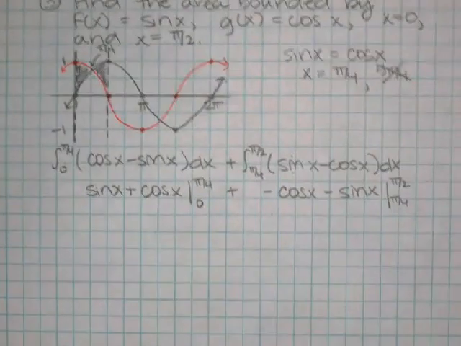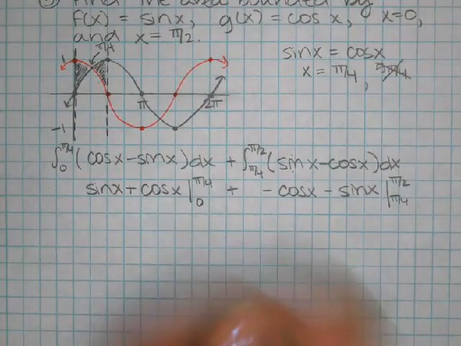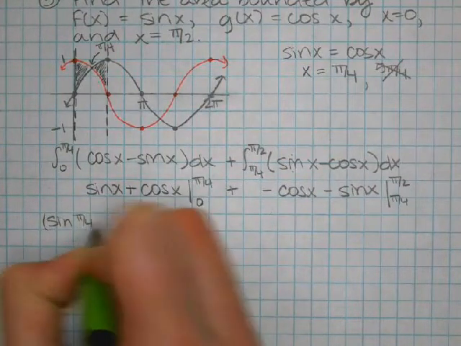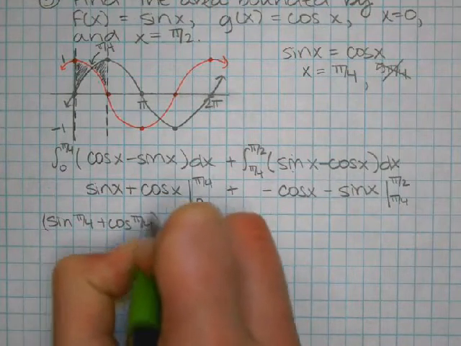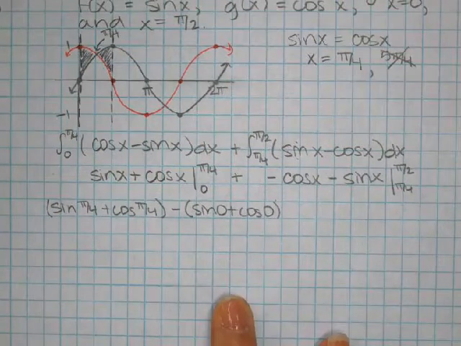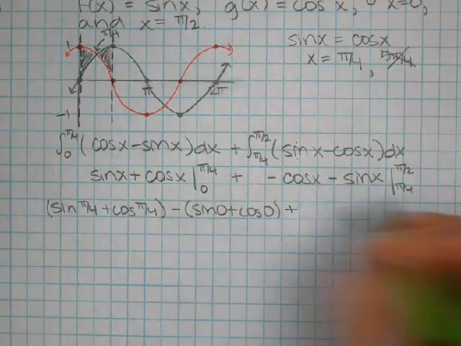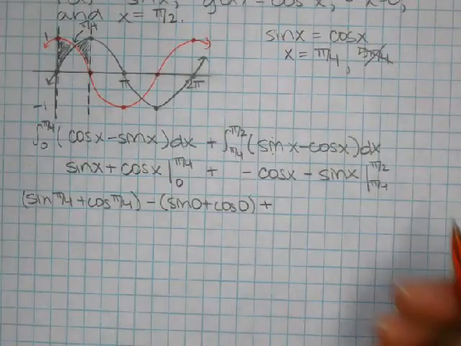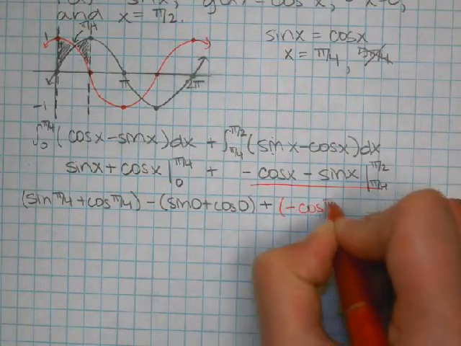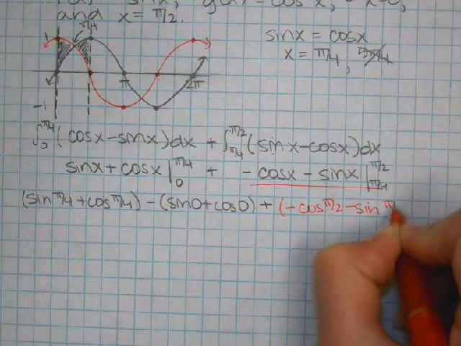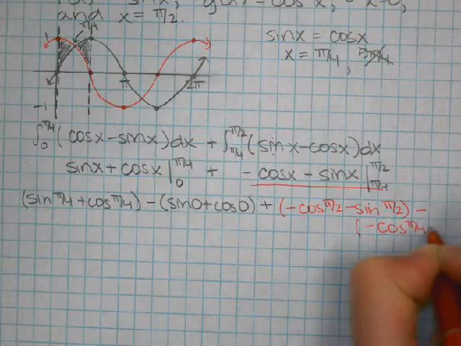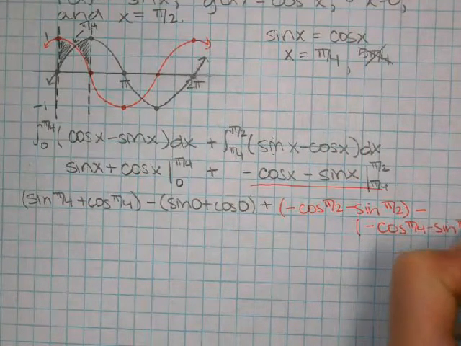Okay, so I'm going to go ahead and do all the work for this. So this gives me sine of pi fourths plus cos of pi fourths minus sine of 0 plus cos of 0. And then I'm adding to that, I'm going to go ahead and do the other one in red pen so you can see the difference. So this right here I'm doing in red. So here we have negative cos of pi halves minus sine of pi halves. And we're subtracting off negative cos of pi fourths minus sine of pi fourths.